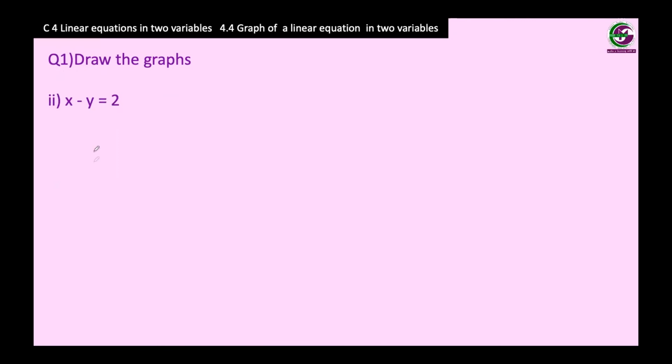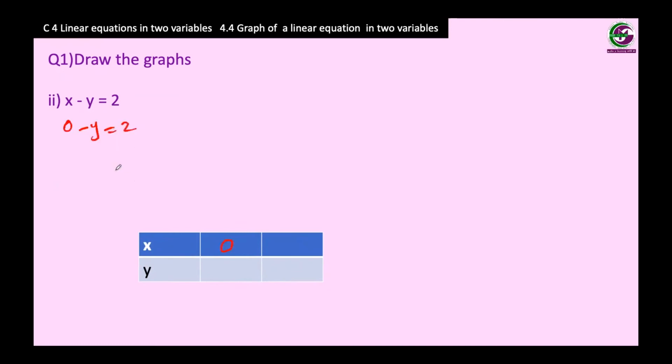x minus y is equal to 2. Again, let's draw a table, x and y. If x is equal to 0, what will be the value of y? Be careful, it is negative y is equal to 2. We can say y is equal to negative 2. We just switch between these two signs. This negative will be here. So y is negative 2 when x is equal to 0.